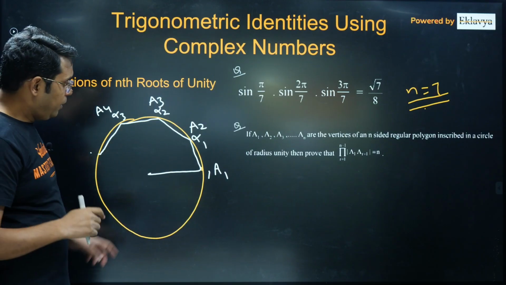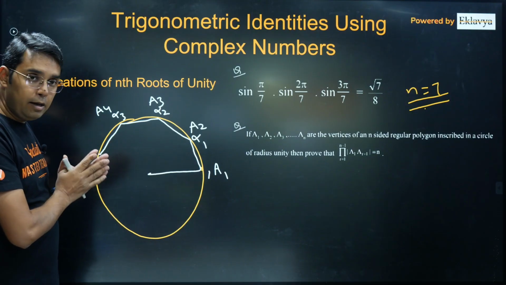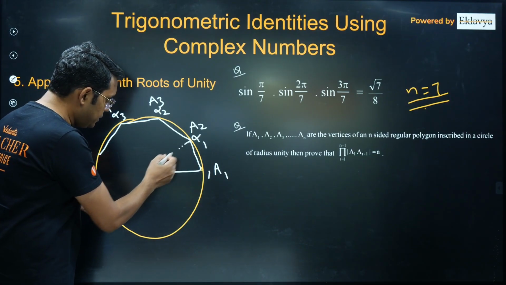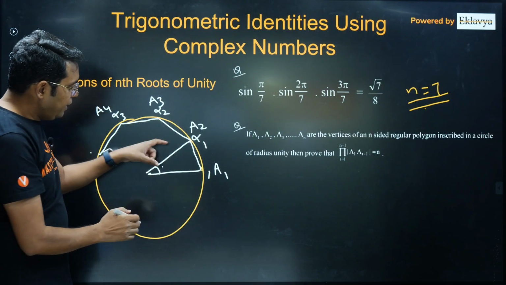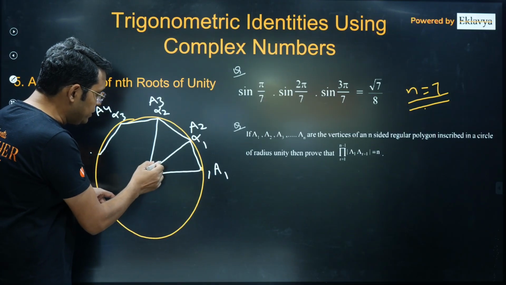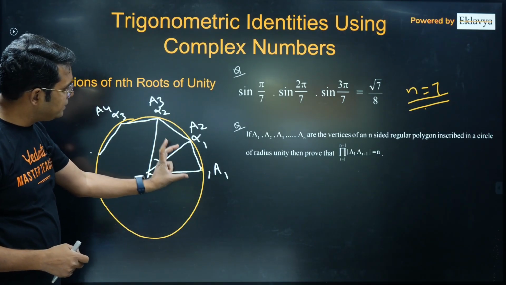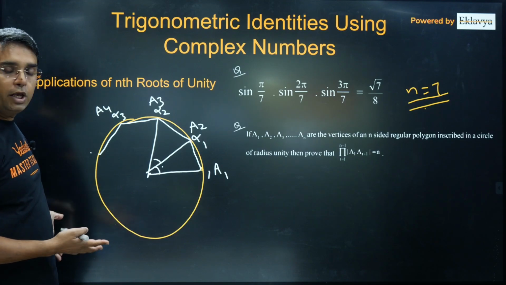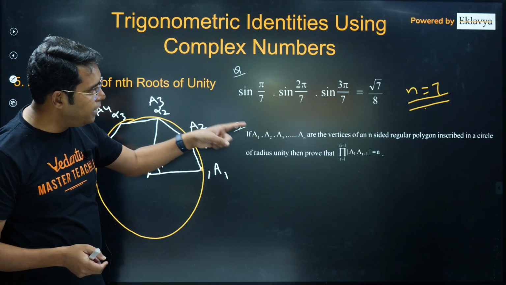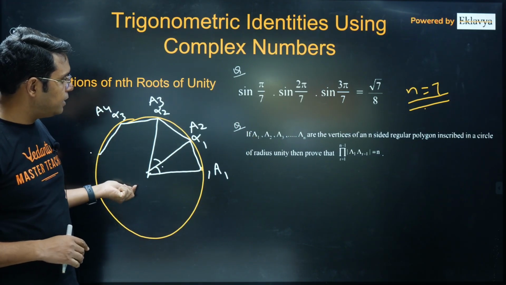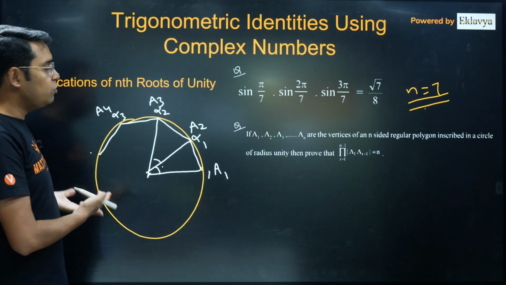Why a regular polygon? Because all the roots on this unit radius circle form the same angle. If you choose two consecutive roots, they form the same angle. So these angles have to be the same, and that is possible only if this is a regular polygon, meaning all the sides A1A2, A2A3, A3A4 are the same. Now they have said vertices of an n-sided regular polygon inscribed in a circle of radius unity. This question is actually of this nth root of unity only.